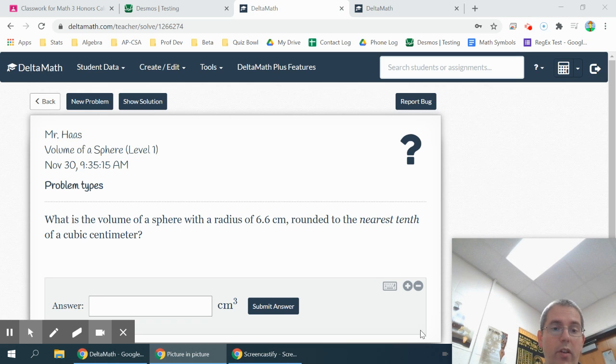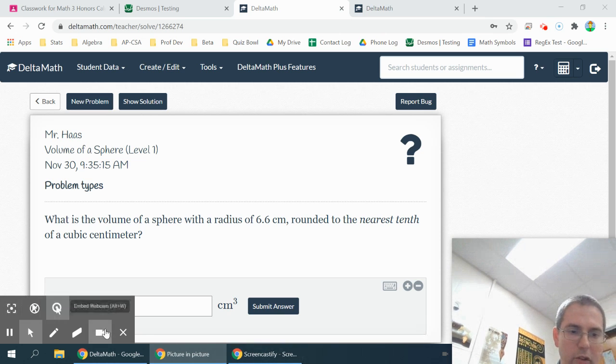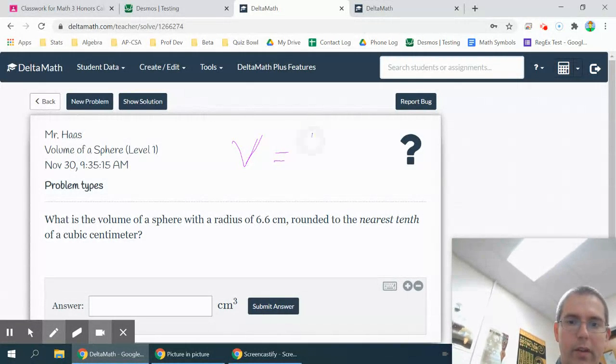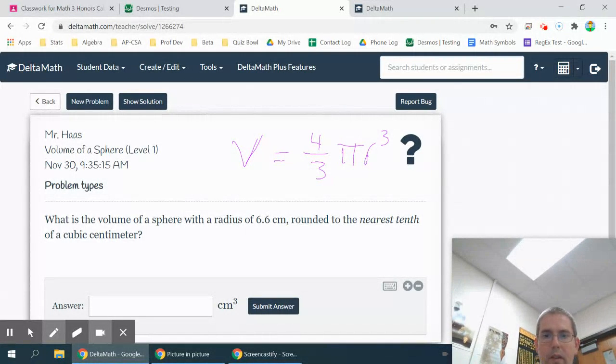Now we're going to look at volume of a sphere. This one just has a different formula. If you look at the example problem in DeltaMath, they'll show it to you, but here it is on the video too. So it is 4/3 pi r to the third. So it's 4/3 pi r to the third. That's volume of a sphere.